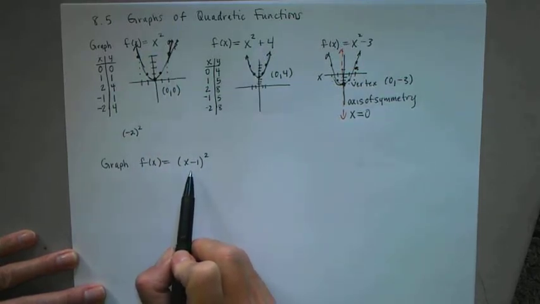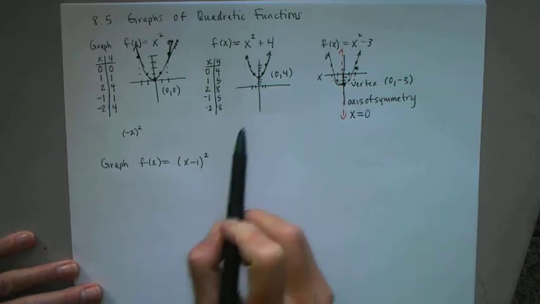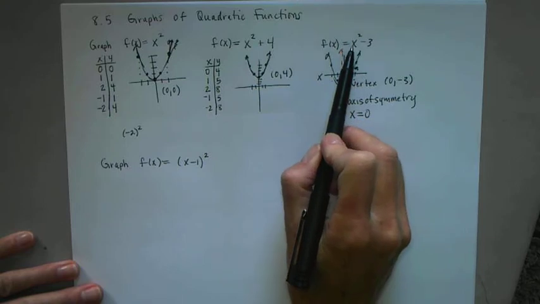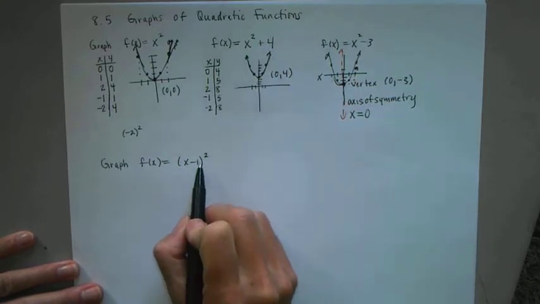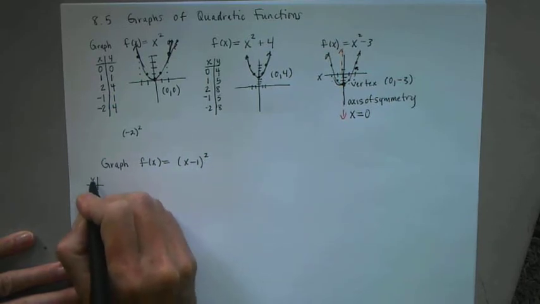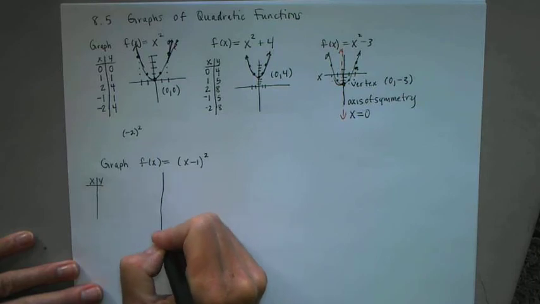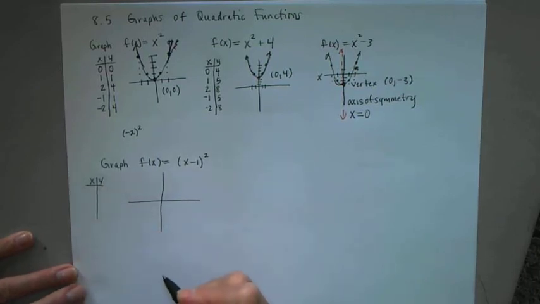Now we're adding it specifically to x, and then it's squared. Here, I just squared x, and then subtracted or added. But now I'm doing it to x and then squaring it. So let's see how this affects our graph. You might be guessing, my class, what they think that's going to do to our graph, and see if they can guess it right. But let's give it a shot.